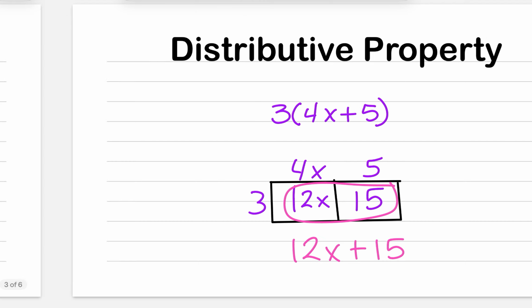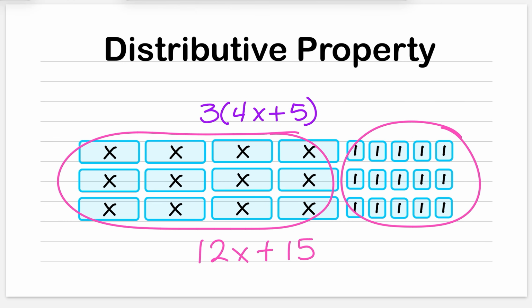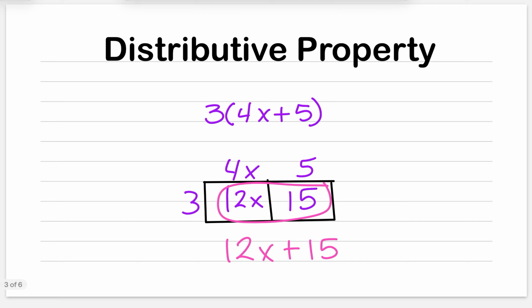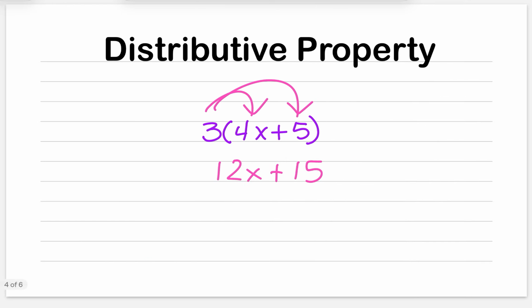Now let's look back real quickly. This is using algebra tiles. We got 12x plus 15 here. Using the array method, we also have 12x plus 15. And using the arrows, we have 12x plus 15.